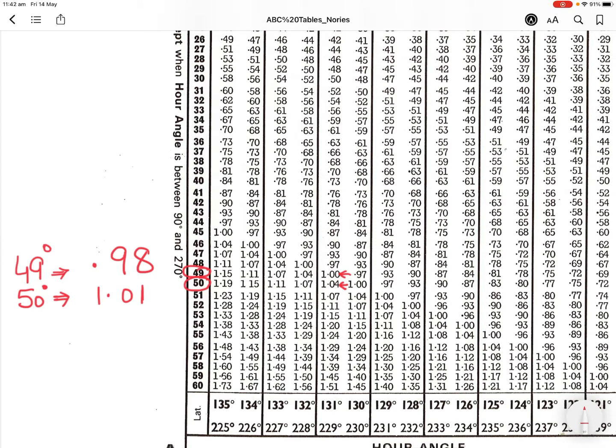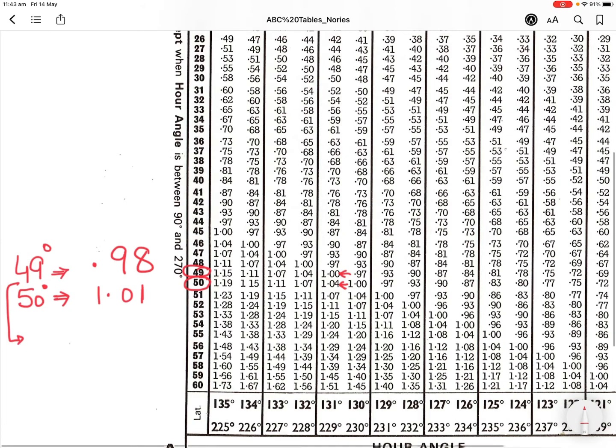So 310 degrees 11.3 minutes going to 311 degrees, it could have been between 0.97 and 1 as well. I'm just assuming here that it is 0.98 and 1.01, but I need it for 49 degrees and 32 minutes, which is my latitude. So I will guess that my A value will be somewhere between 0.98 and 1.01, which will be about 0.99.